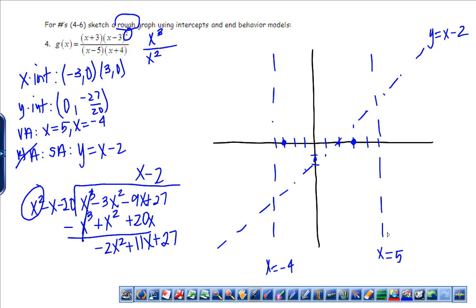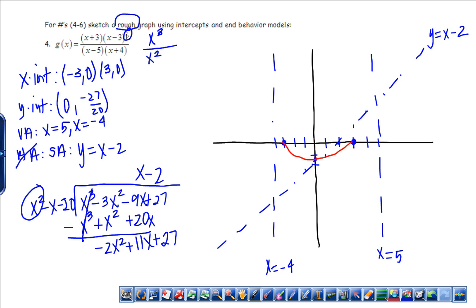Okay, let's change colors here. All right, so I know I'm going to go through these points, but I really have no idea where anything else is going. Remember, you can go through slant or horizontal asymptotes, so I would say for sure that I'm going to do this.